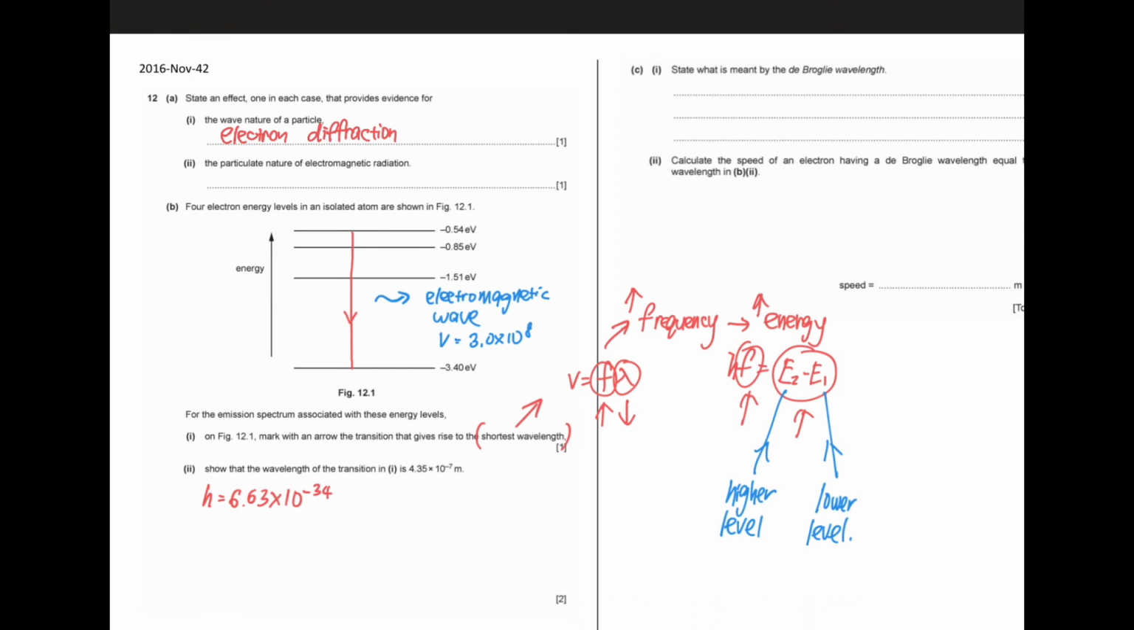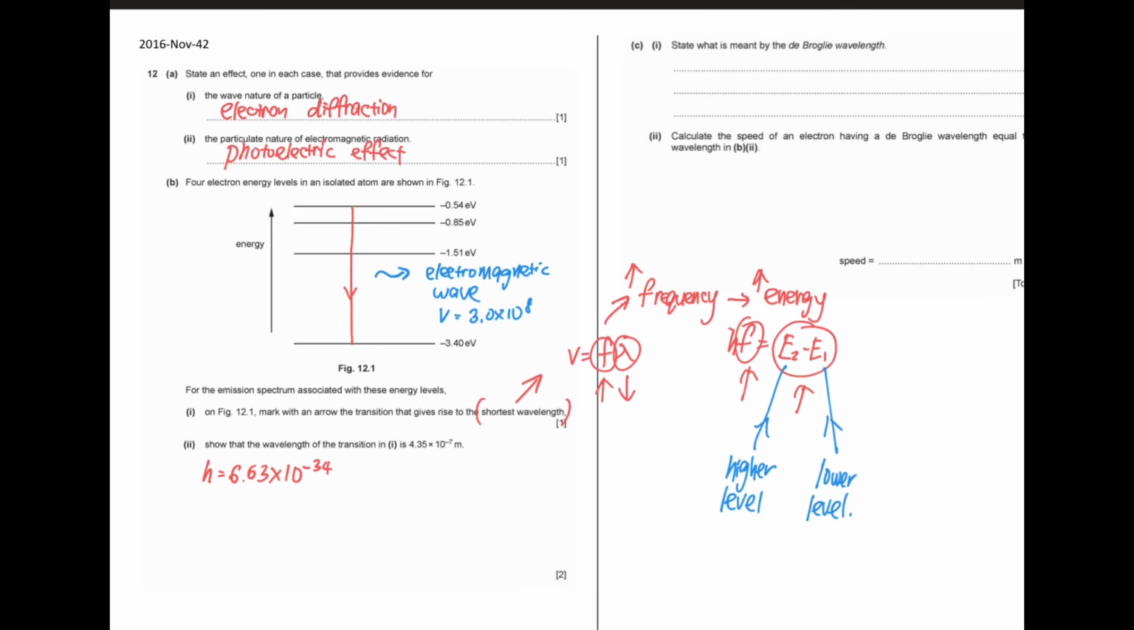Part 2, the particulate nature of electromagnetic radiation. For example, UV light shines on the metal, and then the electrons in the metal get energy, and then the electrons come out. So the particulate nature is like a collision happening, the UV light having a collision with the metal and then making electrons come out. So this is called the photoelectric effect.